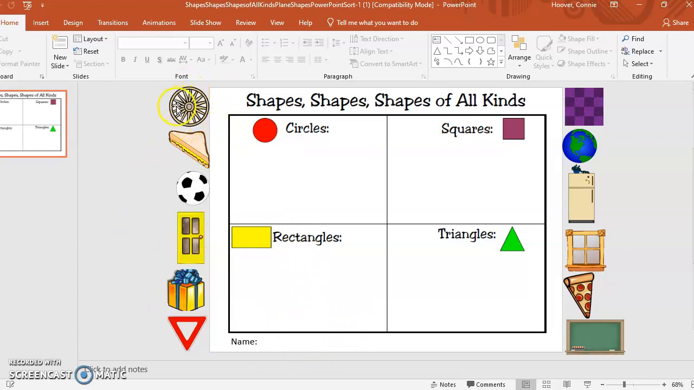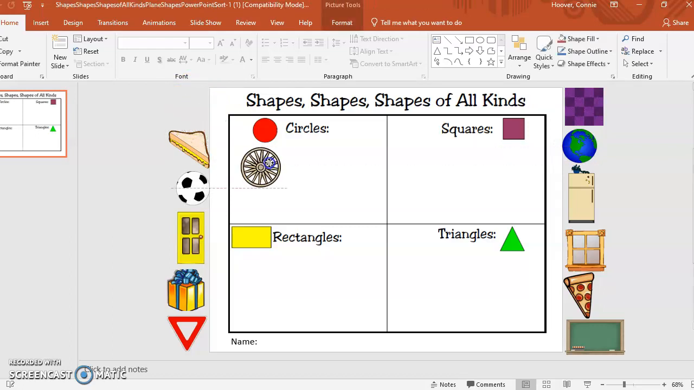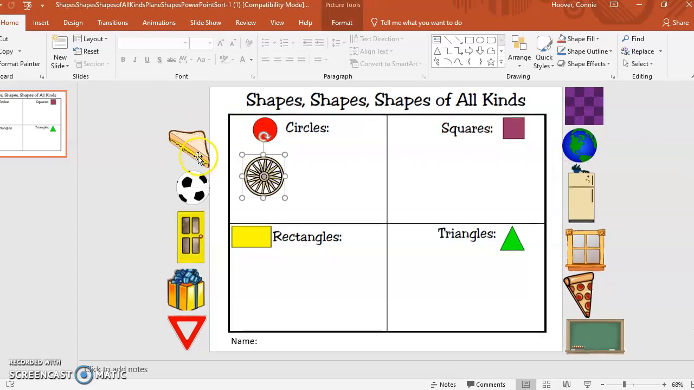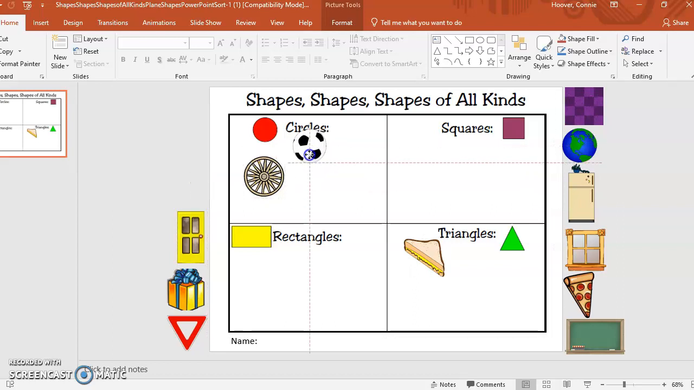So this wheel is round, so it's shaped like a circle. Very good, circle. Okay, then we're going to look at this one. This is kind of half a sandwich, but it's cut in a way that it is shaped like a, that's right, it's a triangle. If you guys said triangle, kiss your brain. And this is a ball, and when we see just the flat side of the ball in a picture, we know that it's shaped like a circle.